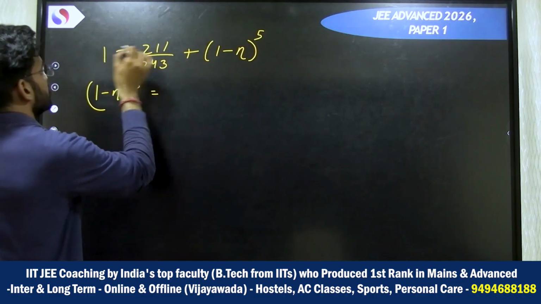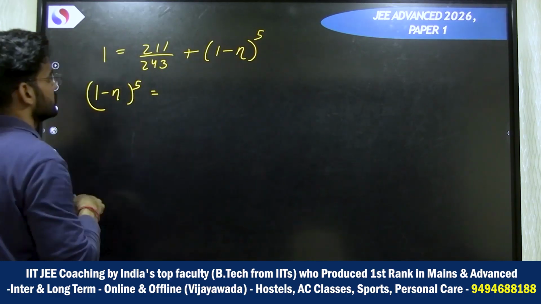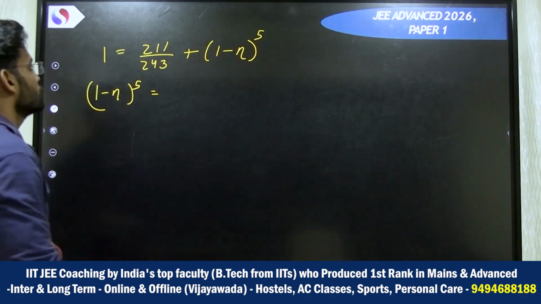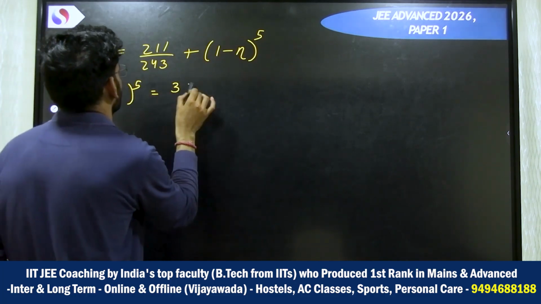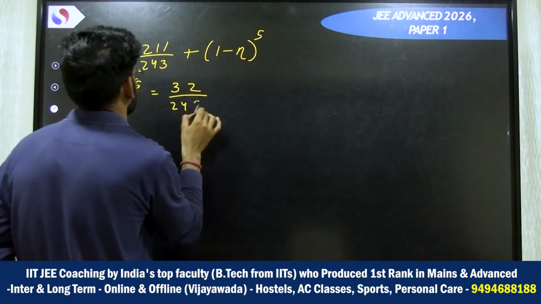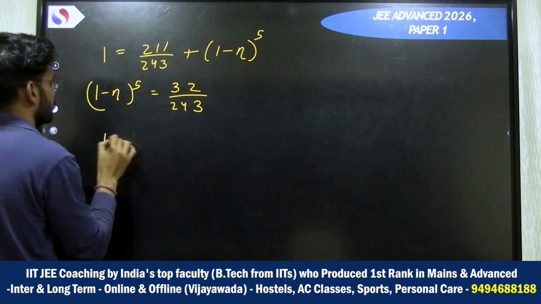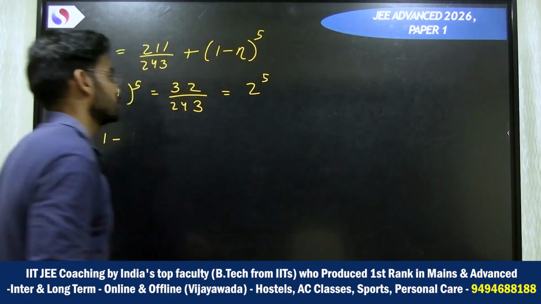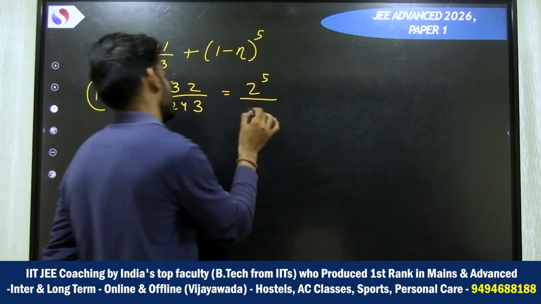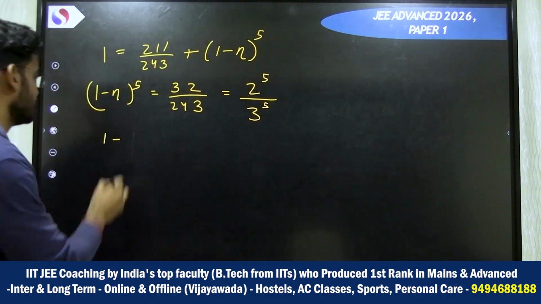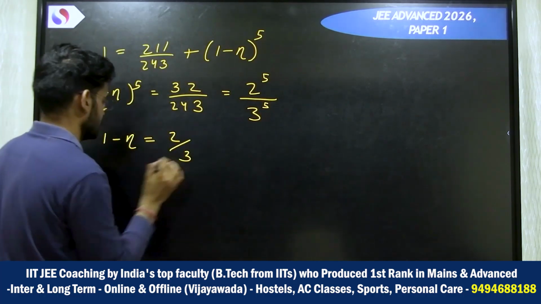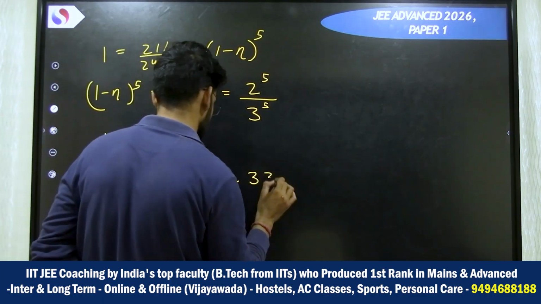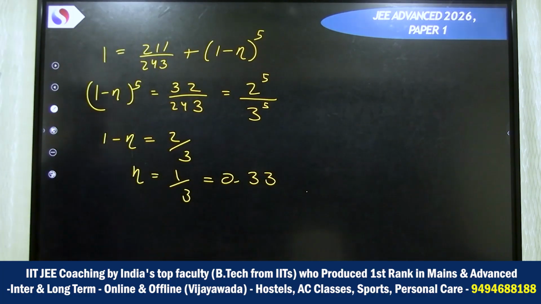(1 minus eta) to the power 5 equals, this goes to this side, and taking the LCM, 243 minus 211, that will be 32, right? Divided by 243. So this will be 2 to the power 5, right? 4, 16, 32. And this will be 3 to the power 5. So 1 minus eta equals 2 by 3. So eta equals 1 minus 2 by 3, that's 1 by 3, that's 0.33. That's your final answer.